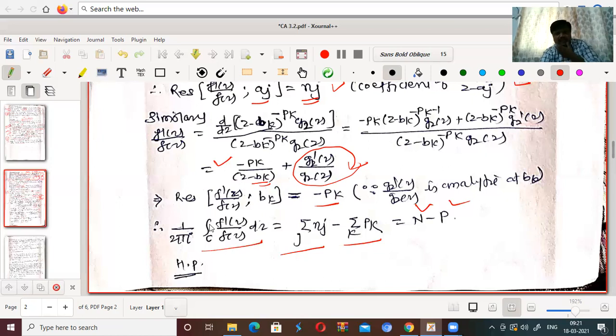That means to find the integral of f dash z upon f of z over a closed curve C with respect to z, it is 2 pi i times the number of zeros minus the number of poles. What zeros and poles are there? They should lie inside the curve C, not on the curve. They should lie inside the curve C. Okay, that is the case.